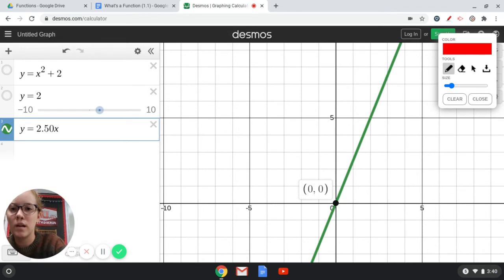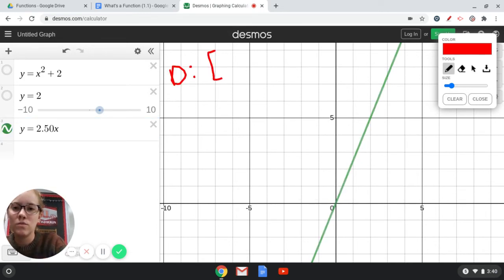So you can write domain, 0. It's a bracket similar to a parenthesis. This means that 0 is included in the set. So we can do 0 to infinity, open bracket, because infinity is not included. Infinity is not a number.